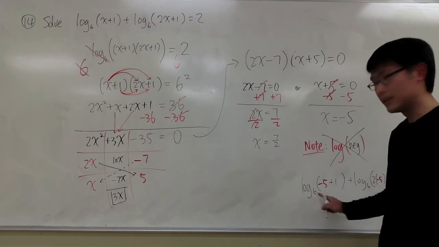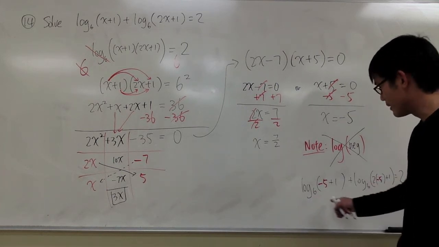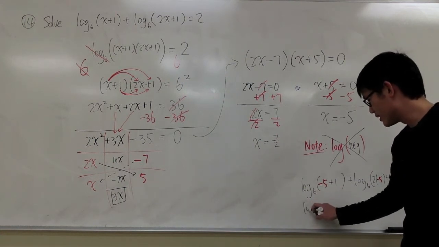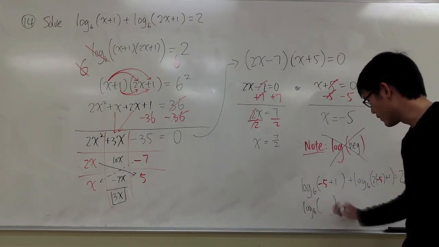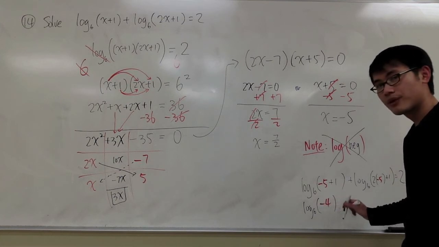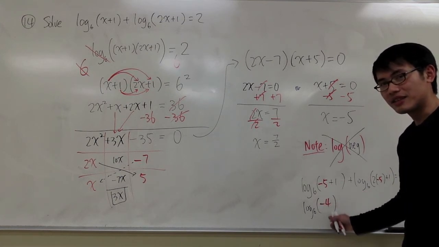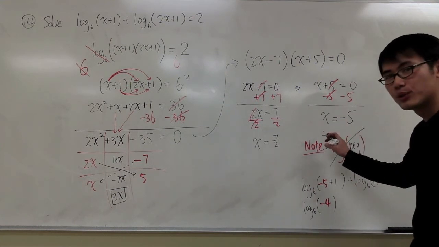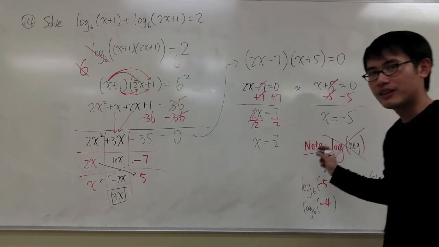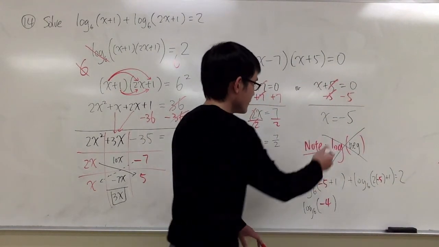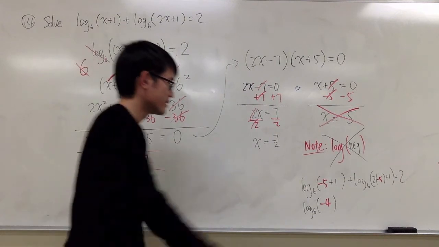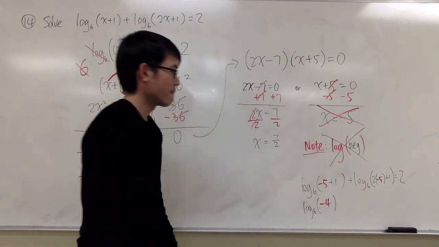But you see that it doesn't really matter what happened here. As long as you see we have negative 5 plus 1, which is log base 6 of negative 4. Once they have a negative number inside of the log, the whole thing is ruined. So x equal to negative 5 is not one of the answers to this. I have to get rid of this. That's not one of the answers, because this right here is bad.